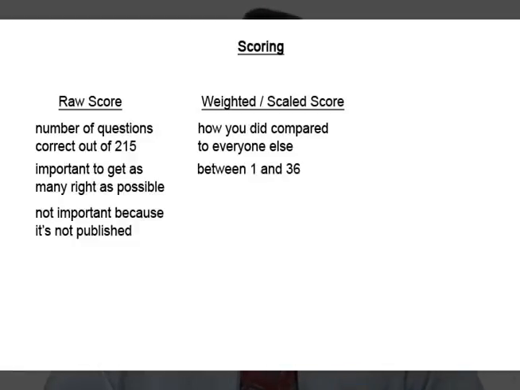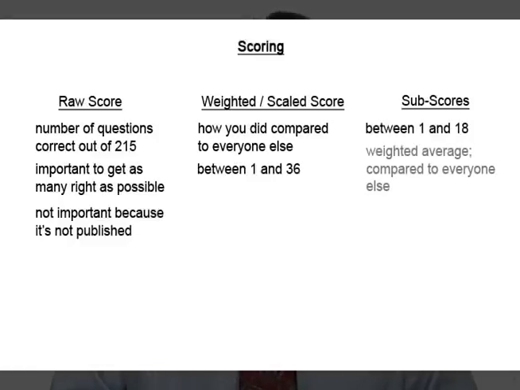Plus you'll get a sub-score. So you'll get your raw score, that's the total number you got right, then they'll average that out, weight it out, and compare it to how everybody else did, and that's your scaled score, or your weighted score. That's the one between 1 and 36, that's the one that the colleges are going to look at. And then you'll get sub-scores between 1 and 18. The 1 to 18, again, is a weighted or averaged score compared to how everybody else did.